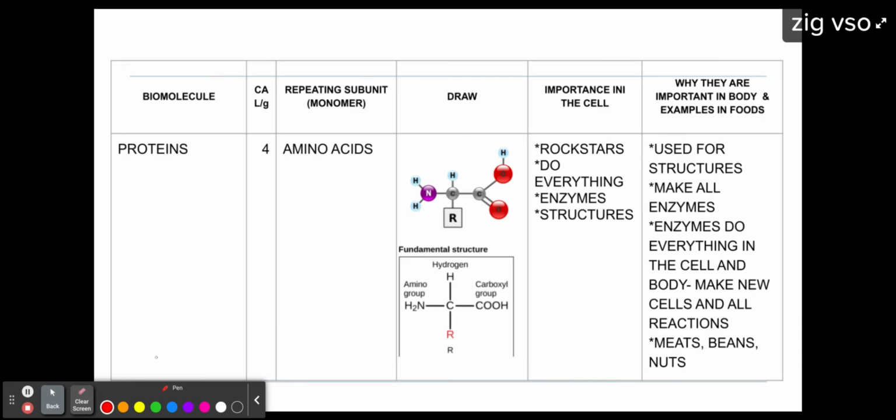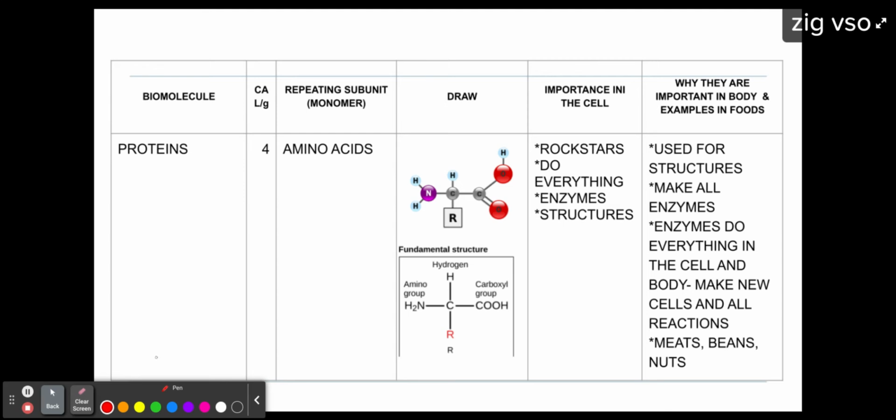So just to summarize, proteins have 4 calories per gram. The repeating subunit is amino acids. They do pretty much everything in the cell. They are enzymes. They form structures. And in the body, as opposed to importance in the cell, they're used for structures, they're enzymes, and you can find them in foods such as meats, beans, and nuts.